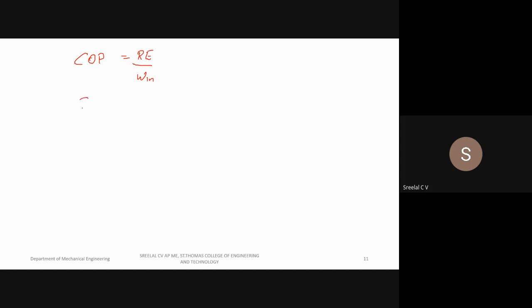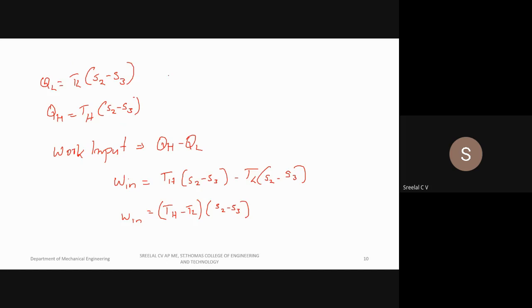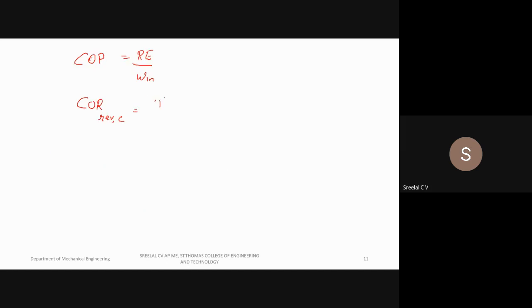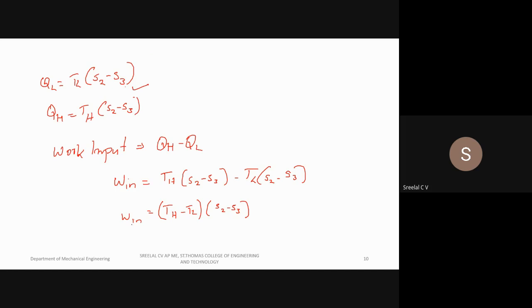Okay. So here, in the case of COP of refrigerated reversed Carnot machine, we'll be getting QL. QL is the refrigerating effect. This is a formula. So we will be getting TL into S3 minus S2 all divided by S1. Okay, we already get this one. The work here is TH minus QL into S2 minus S3.